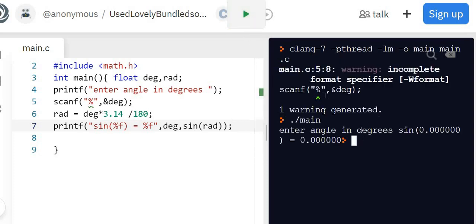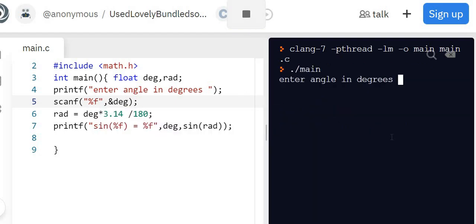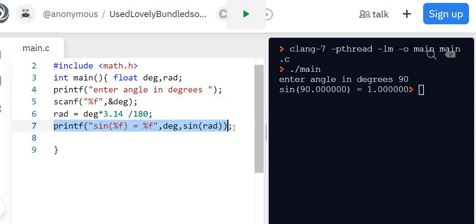Warning, %f. Enter angle in degrees. Suppose 30. So 30, its sine is displayed. So let's check one more angle, 45. That is 0.7. Let us check one more. We know that for 90 it is almost 1. So it is 1. In this way, you can have the cos also. You can have the tan also.